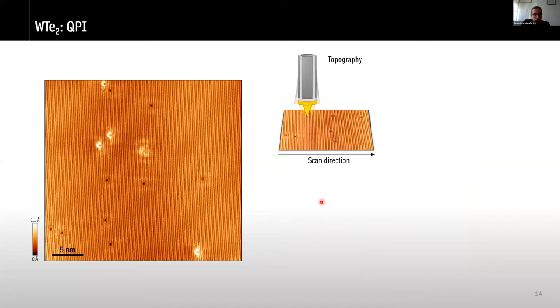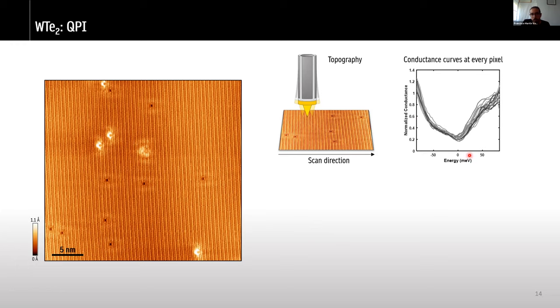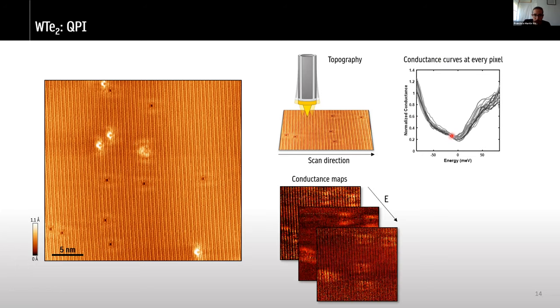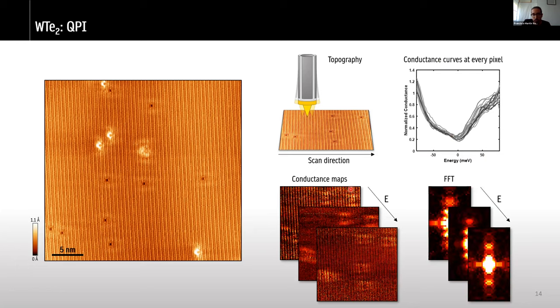For this technique to work, we need to have some defects on the surface to act as scattering points, and you can see these wave-like patterns coming from the scattering of the electrons around these defects. The method we use is the following. We find a region with some defects, and we take a topographic image, taking a conductance curve at every pixel of the image. From this set of conductance curves, we can build conductance maps, and Fourier transforming these conductance maps, we can access the main scattering vectors and follow them with the energy. We find slightly different scattering patterns coming out for different types of defects. One is associated to these vacancies, and the other one to these bump-like features that we call interstitials.